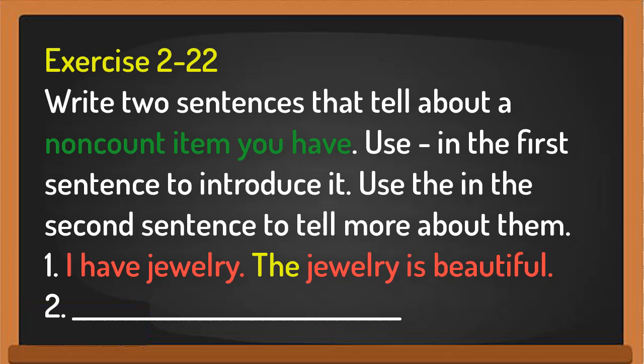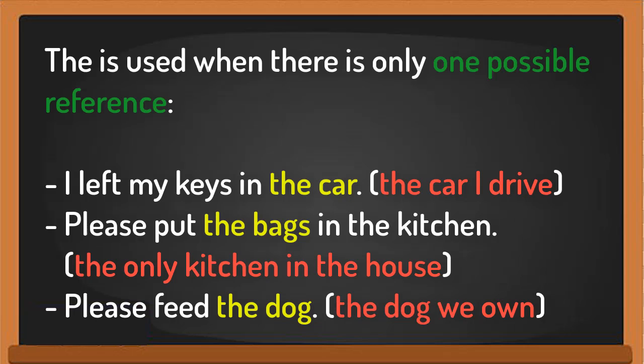Every jewelry is beautiful, by the way, but this is just an example that I want to tell about. You can also make a second sentence to explain it. For example, the jewelry is expensive. The jewelry is sparkling, the jewelry is magnificent. You can explain everything about the jewelry to make it specific when you talk about the jewelry. Okay, now also the is used when there is only one possible reference.